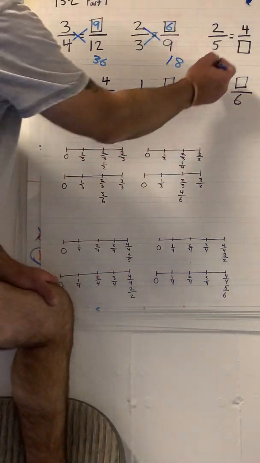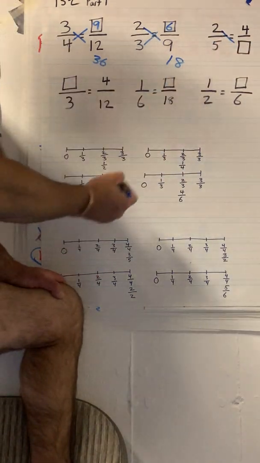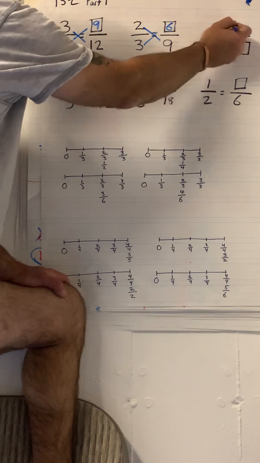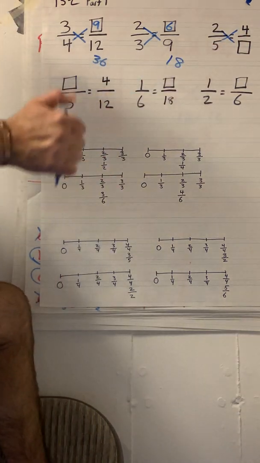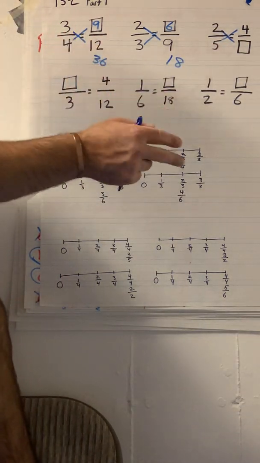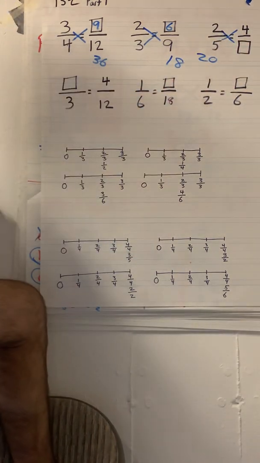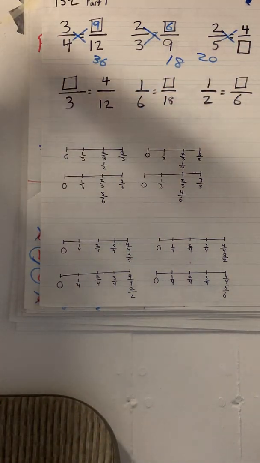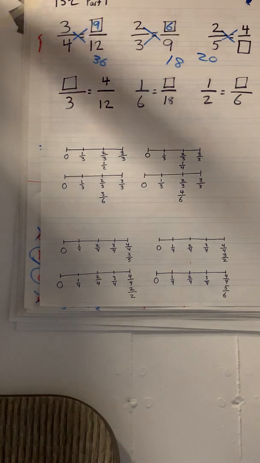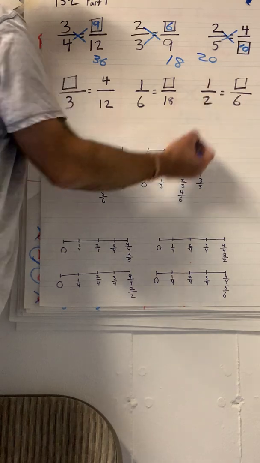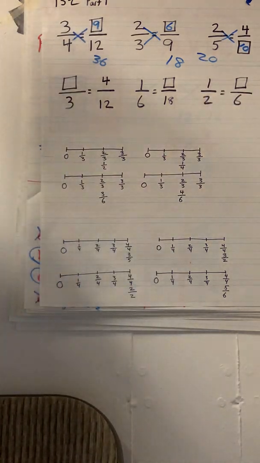So check this one out. I got 2 times, can't do it yet, so go this way. 5 times 4. 5, 10, 15, 20. And then I say, well, 2 times what is 20? And everybody here knows 2 times 10 is 20. Has to be 10, okay?